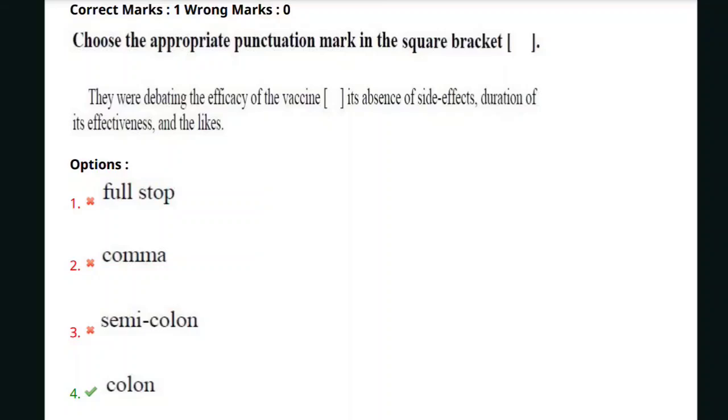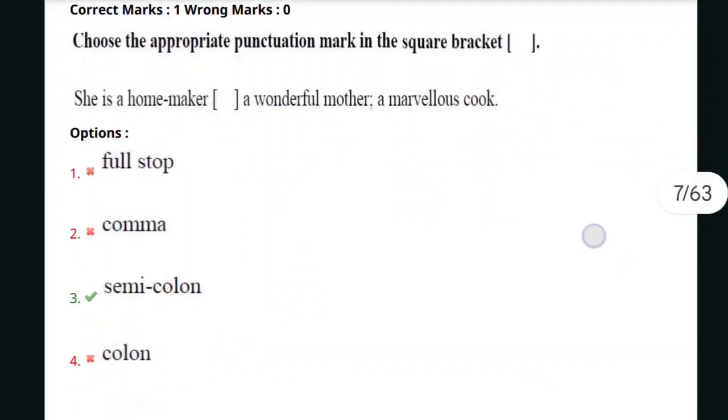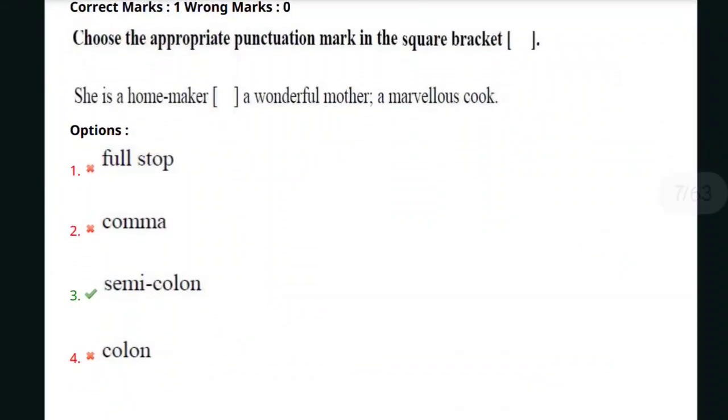Let's move to another question. Again the question is on punctuation marks. Choose the appropriate punctuation mark in the square bracket. She is a homemaker, brackets, a wonderful mother, a marvelous cook. Here we are going to use semicolon in the brackets. The appropriate punctuation mark here is semicolon. She is a homemaker, semicolon, a wonderful mother, a marvelous cook.